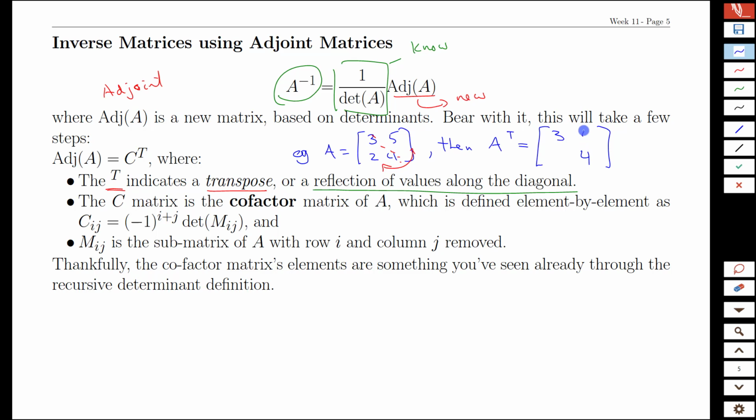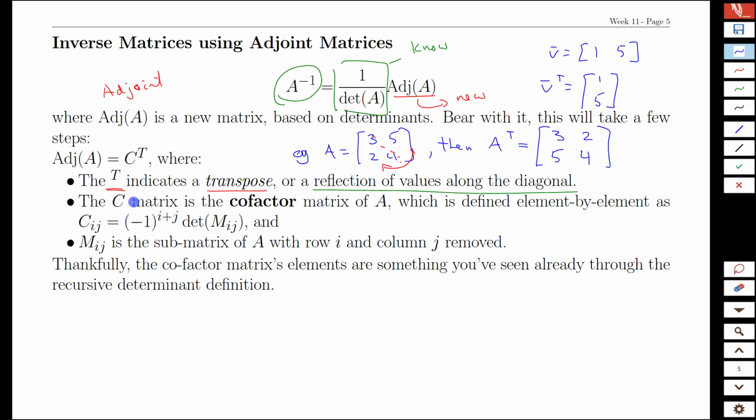So the 2 here moves to the other side, the 5 here moves to the other side, and that becomes A transpose. You can often see this done in programming text too, where you have a vector, which might be a row vector, and then V transpose is the column vector version of it. So basically you're flipping things down, flipping things up. So that's the transpose. What is this C matrix?